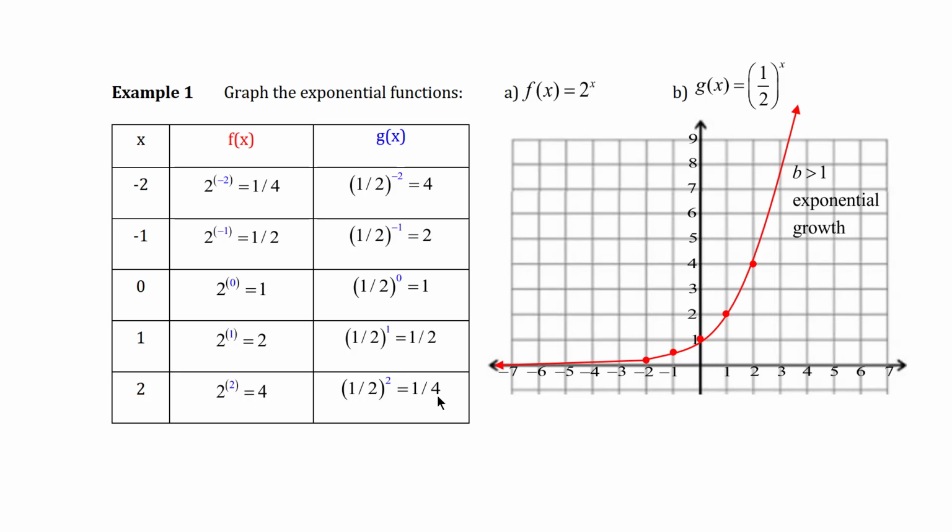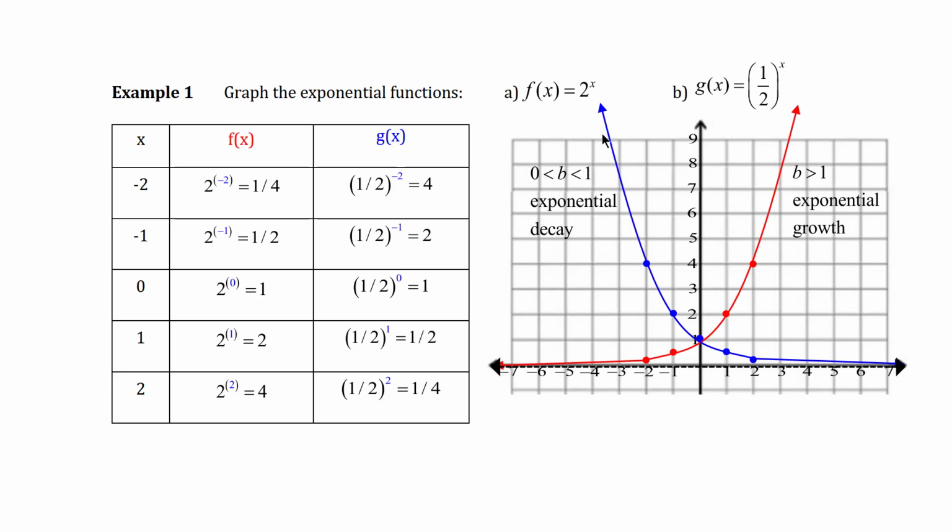Next, we're going to go ahead and plot each one of these points. So we have -2, 4 here, -1, 2 is over here, 0, 1 is here, 1, 1/2 is over here, and 2, 1/4 is over here. Next, we draw a curve through our points, and now we have the graph of g in blue.